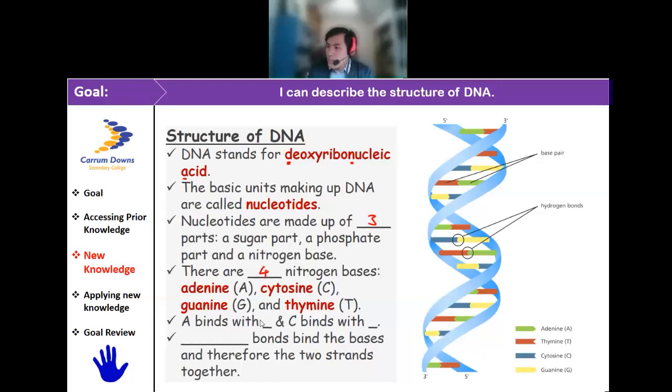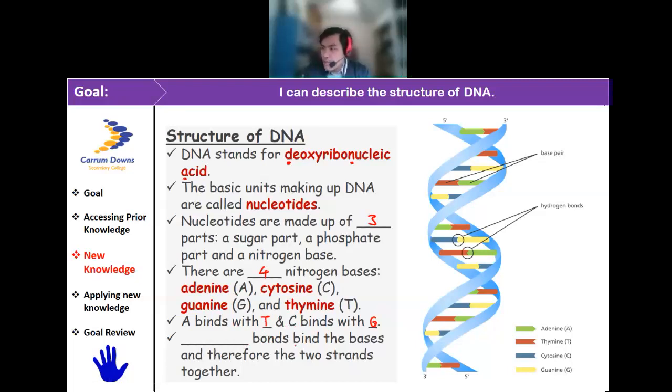So A binds with T, or thymine. Cytosine, C, always binds with guanine, G. And there is a method to memorize it, and I'll show you in a moment.